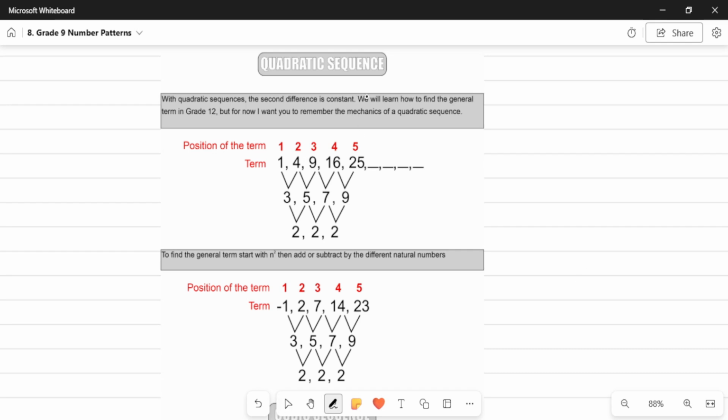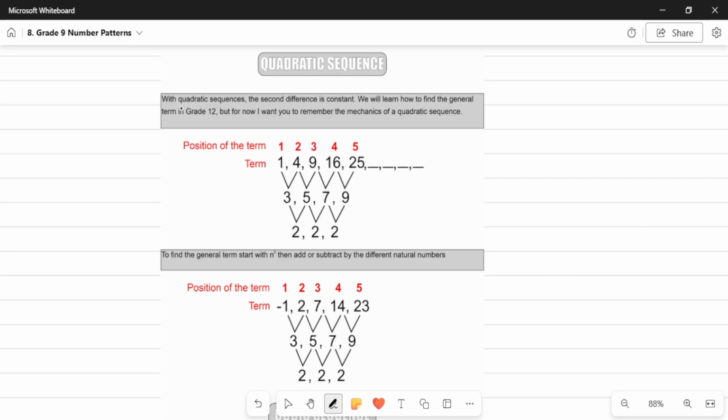Okay, so now let's talk about the next two types of sequences that we get. These sequences are talked about in much more depth at grade 12, but I want to give you an introduction into this because oftentimes you'll be given a question and the question may not be in alignment with the geometric and linear sequence. So once that is the case, then you go to quadratic or cubic sequences.